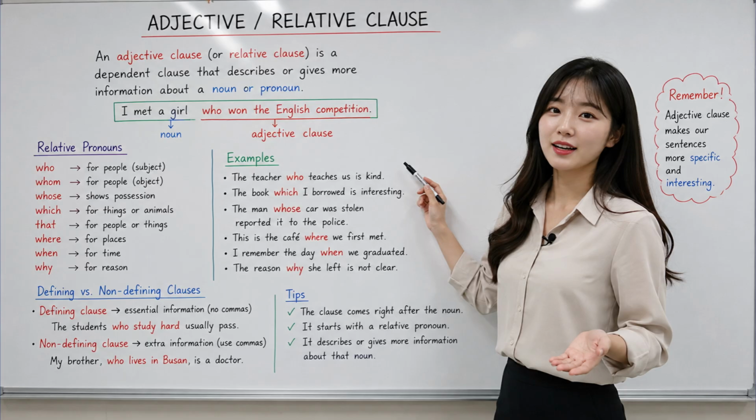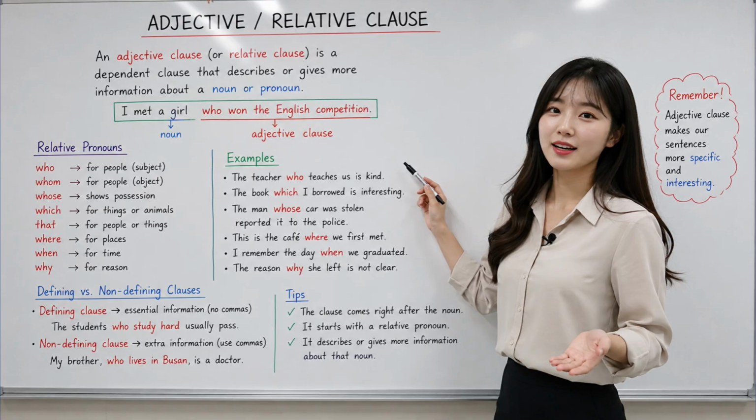Tips for mastering adjective clauses. Here are a few practical tips to help you master adjective clauses more quickly. Start with simple sentences. Practice combining two short sentences into one using who, that, or which before moving on to more advanced relative pronouns.